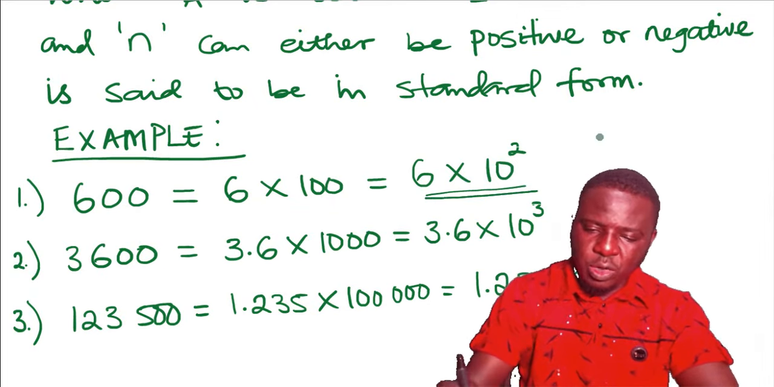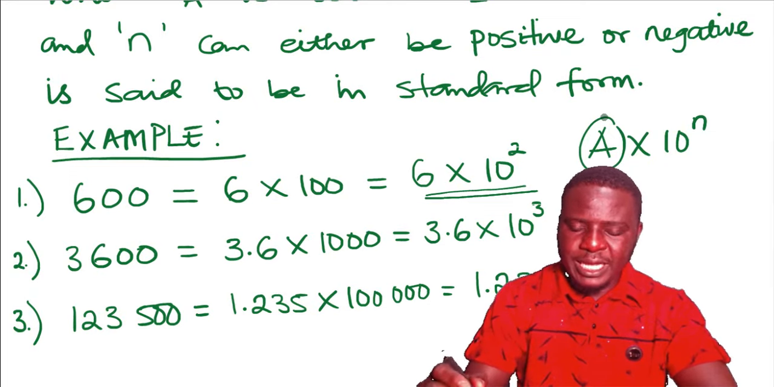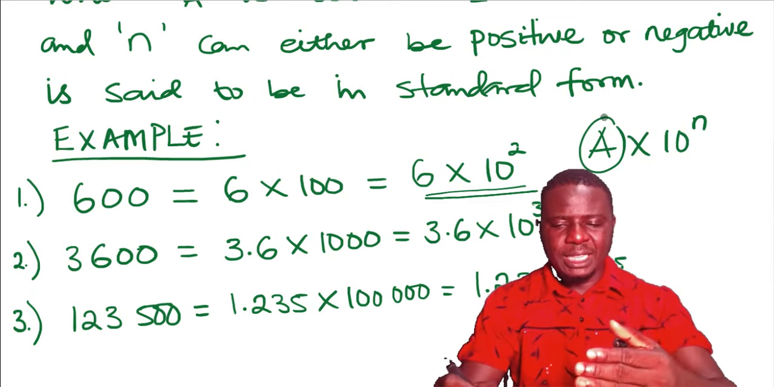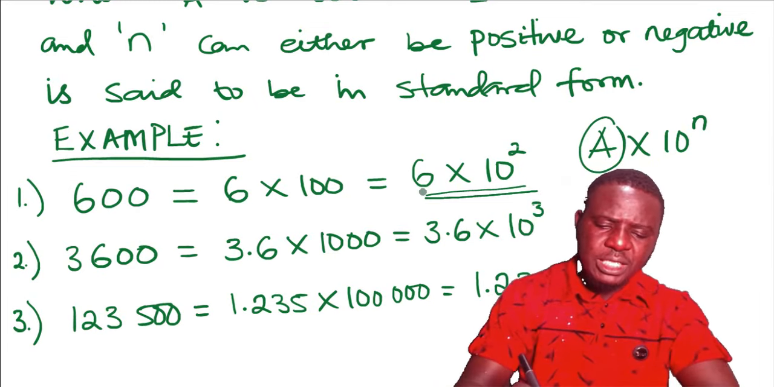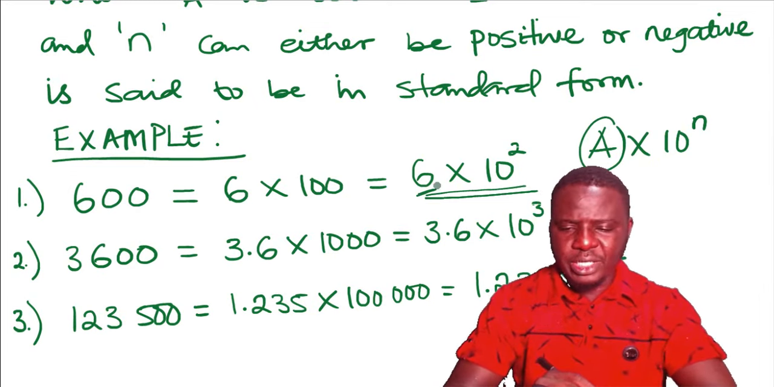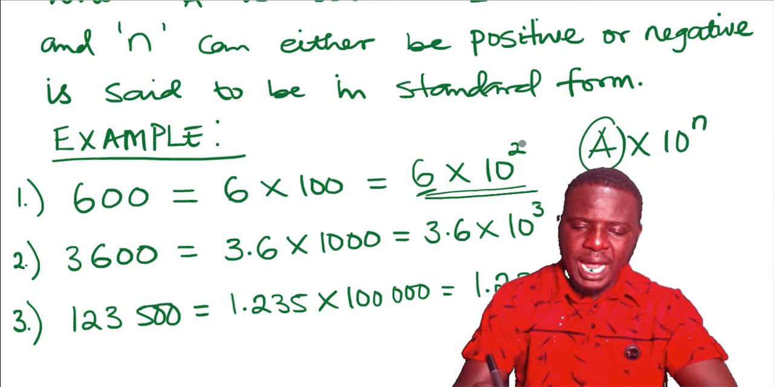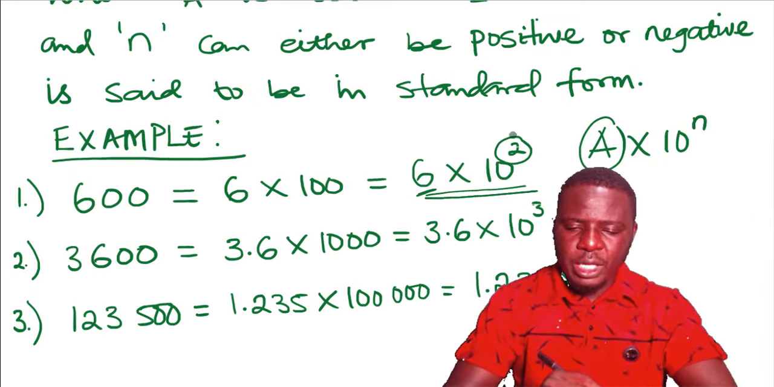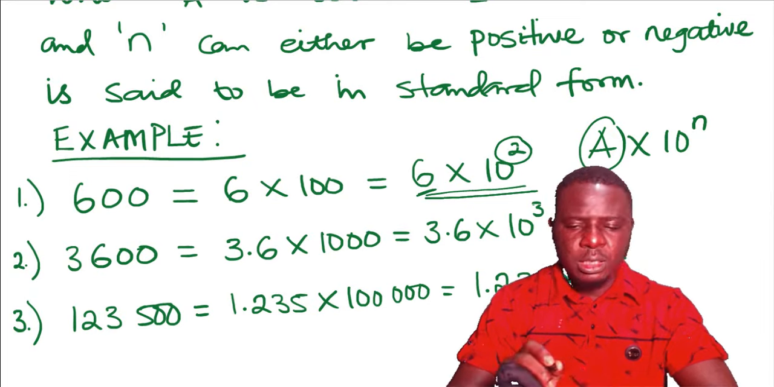Now, if you look at the condition given that a number must be expressed in the form a times 10 raised to the power of n, where a is a number that falls between 1 and 10, that is, with 1 inclusive, you will discover that 6 meets that criteria, because 6 is a digit that falls between 1 and 10, and 2 is a positive whole number. So such a number is said to be written in standard form.